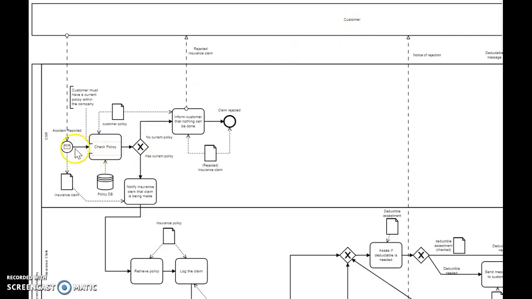So there are a few things that you want to make sure of. This is an example of annotation: the customer must have a current policy. The customer policy would be an example of a data object. The data store would be the policy database. So you can see here, they're all represented throughout.